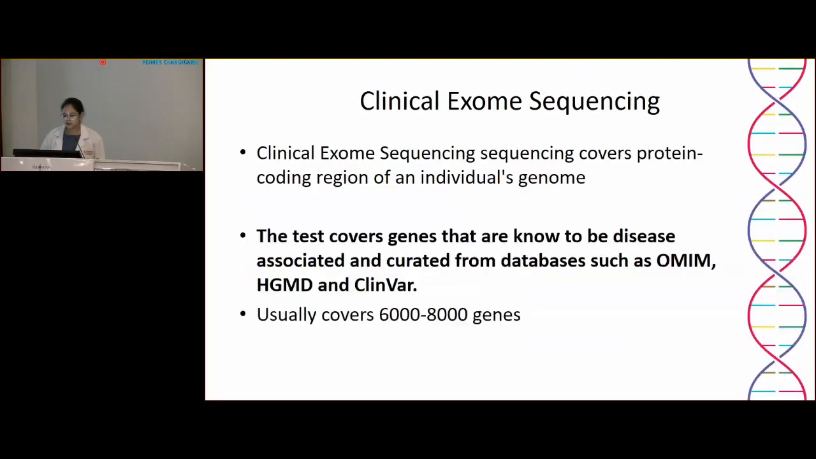Now, very often we come across the term clinical exome sequencing, which is not actually exome sequencing. It does cover the protein coding region of the genome. However, it covers only the genes that are associated or reported to be associated with different diseases in databases such as OMIM, HGMD, and ClinVar, and it generally covers 6,000 to 8,000 genes.